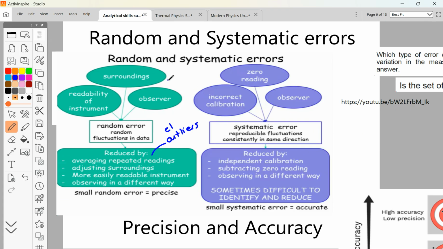Accuracy: if all your values are lying to the one side, it doesn't matter how many you take, you're not going to improve the accuracy. So repeated readings are not going to help for a systematic error. That one is difficult to reduce, and often you have to compare your apparatus with another apparatus that is correctly calibrated. Check the calibration, check the zero reading. And if the question asks about a specific systematic error, what systematic error have you made, then make sure you are mentioning a systematic error. Or if it asks what random error could you make, make sure that you answer in terms of a random error.